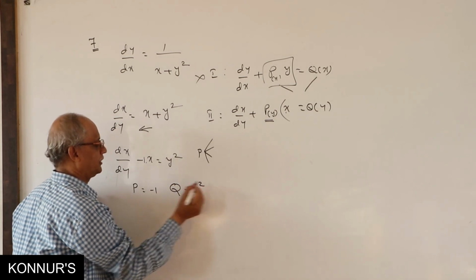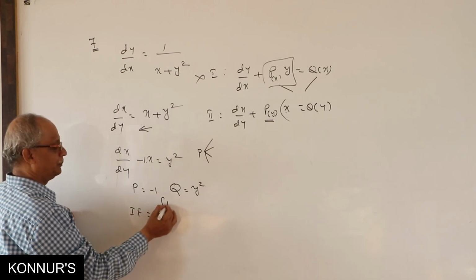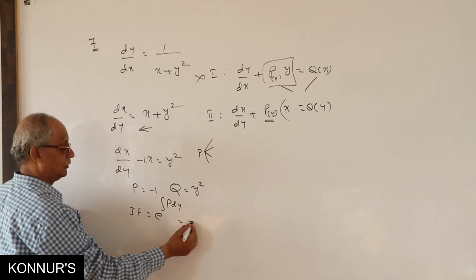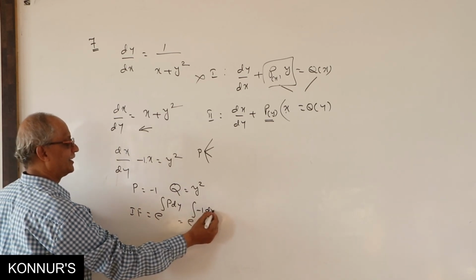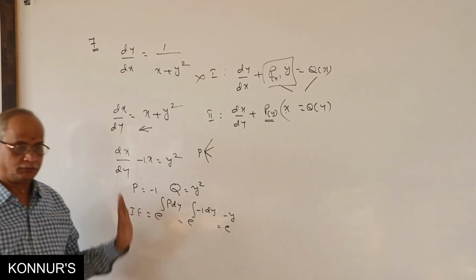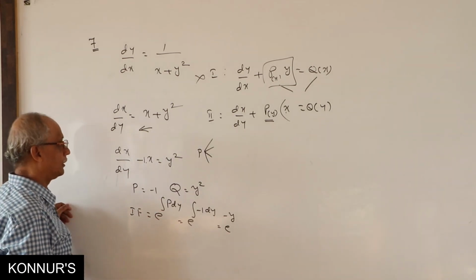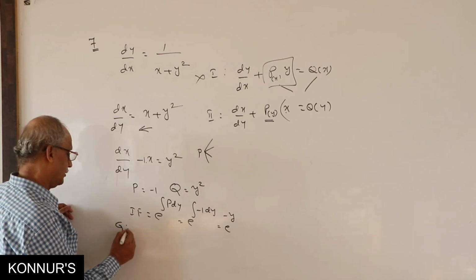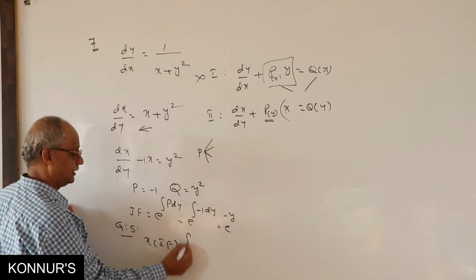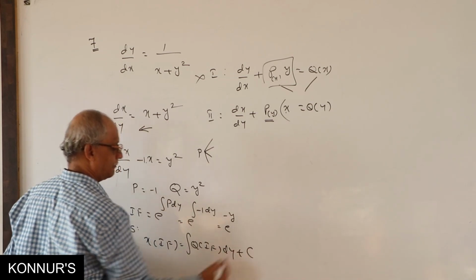Q is y square. Integrating factor, e power integral P dy, second variety, not P dx, e power integral of minus 1 dy, e power minus y. IF is over. Some problems they will ask only the integrating factor also. Completed. Now we go for the general solution. What is the general solution formula? X into IF is equal to integral Q into IF dy plus c.